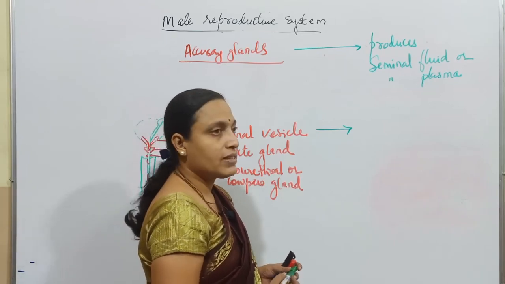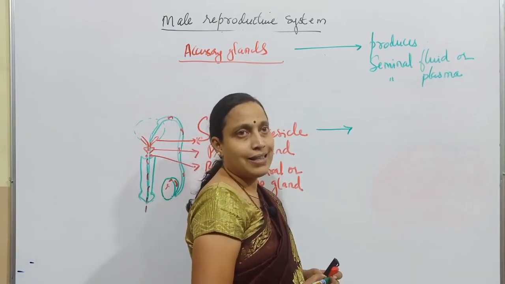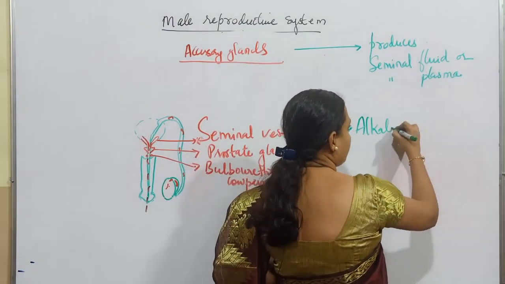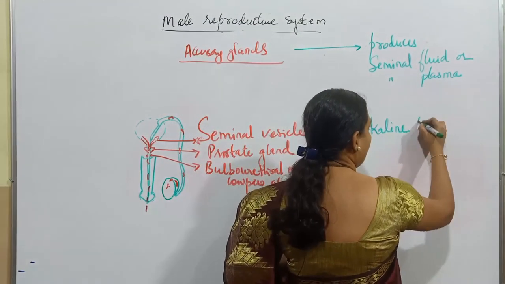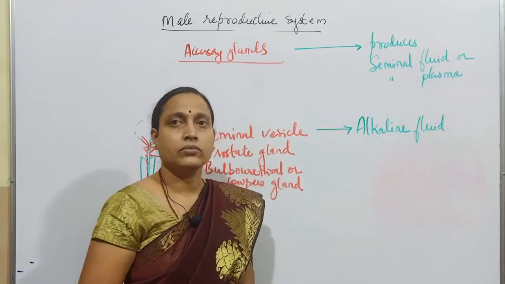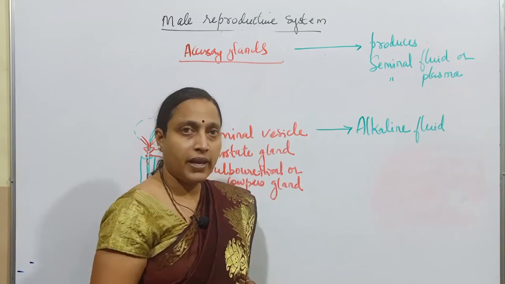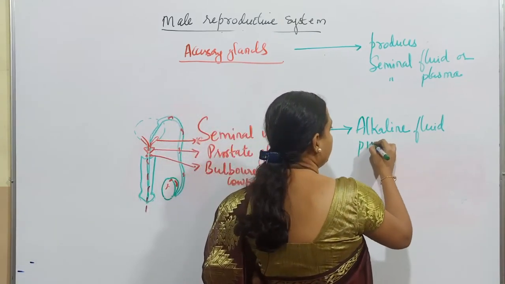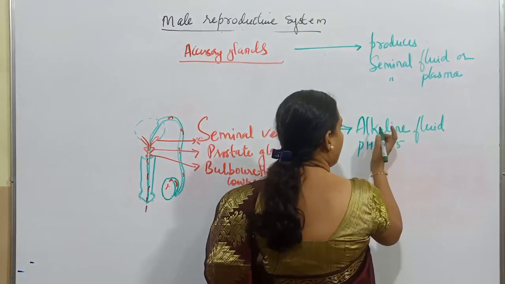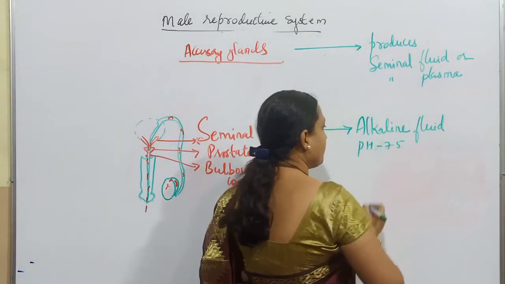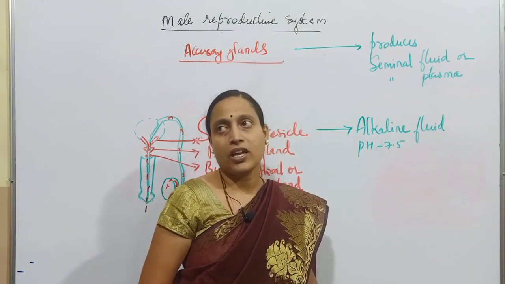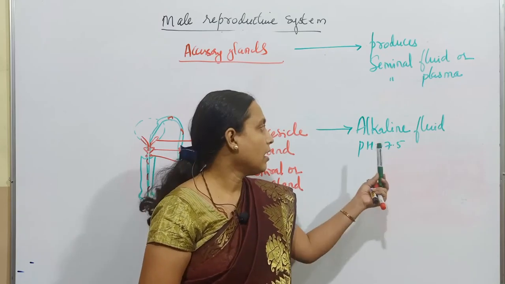Now the seminal vesicle has an alkaline secretion. It secretes a fluid that is alkaline. Its pH would be on average 7.5. As this pH is above 7, it is an alkaline fluid.